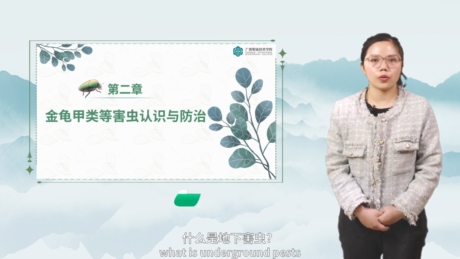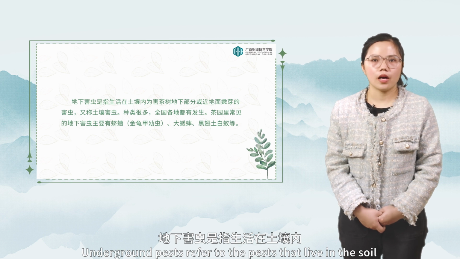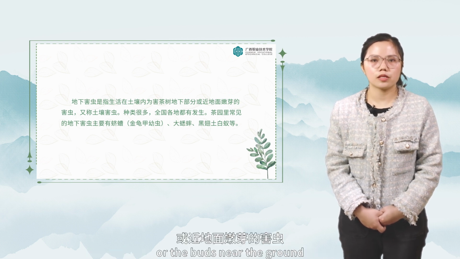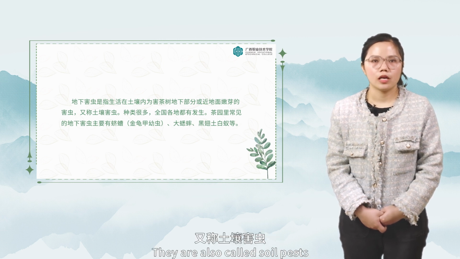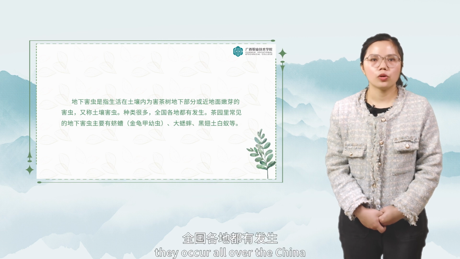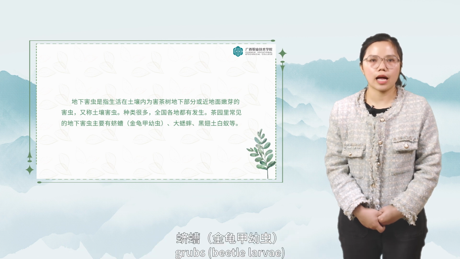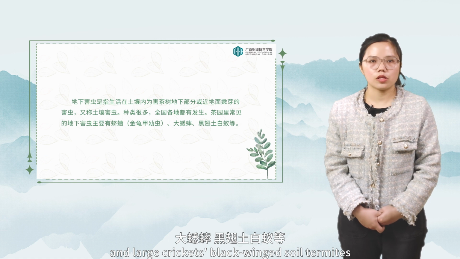What are underground pests? Underground pests refer to the pests that live in the soil and damage the underground part of tea trees or the buds near the ground. They are also called soil pests and have many kinds. They occur all over China. The common underground pests in tea gardens mainly include grubs, beetle larvae, large crickets, and black-winged soil termites.